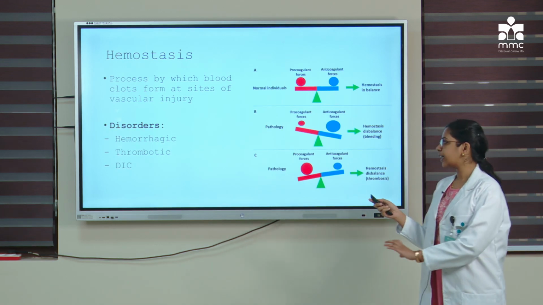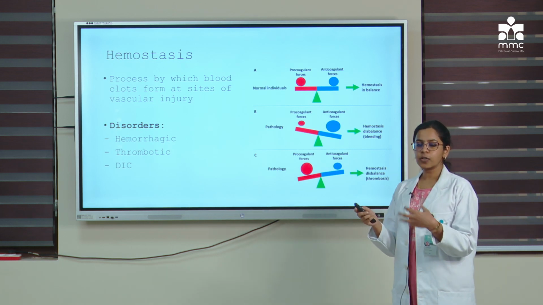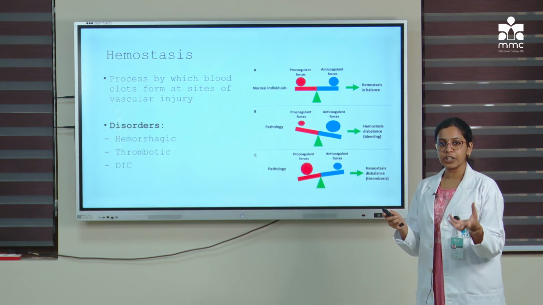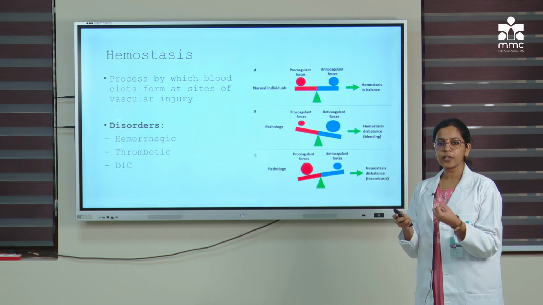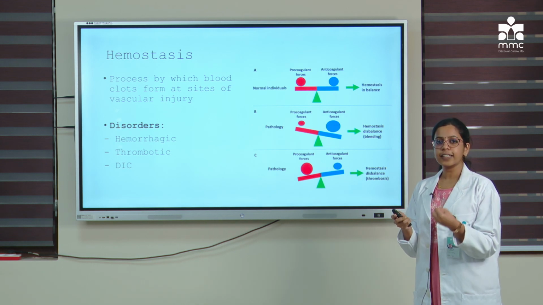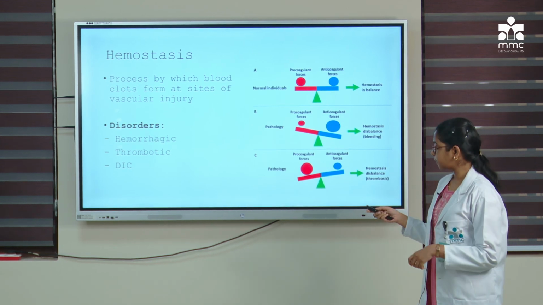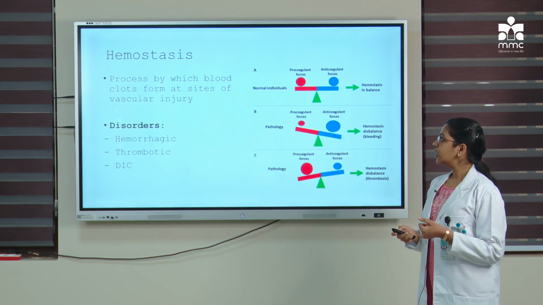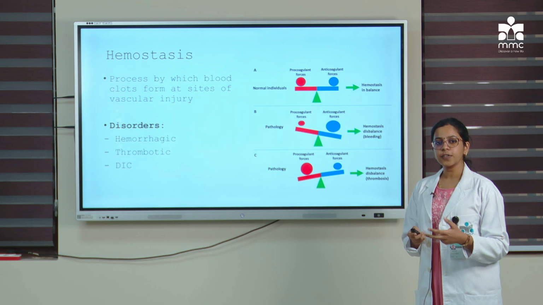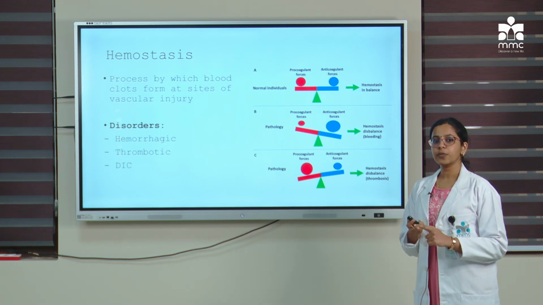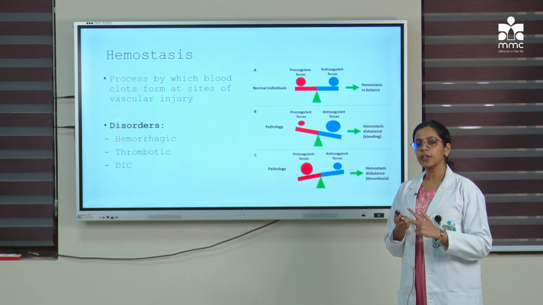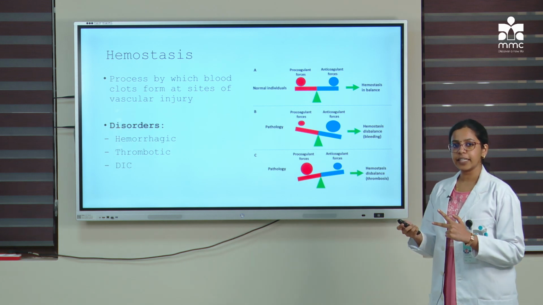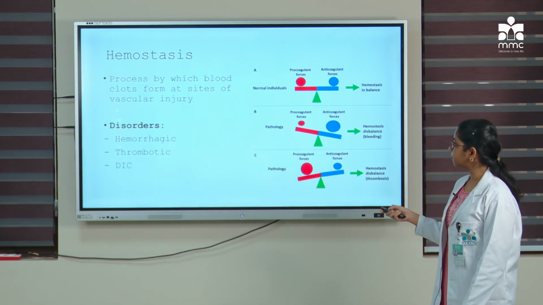Another disorder to be kept in mind is disseminated intravascular coagulation. This is actually an enigma. You are going to end up with an extensive coagulation initially, and ultimately they will use up all the clotting factors, and this is called consumptive coagulopathy. So, hemostasis is a process in which there is blood clot formation, and there are different disorders. First one is hemorrhagic disorders, second one is thrombotic disorders. Another disorder to be kept in mind is DIC, disseminated intravascular coagulation.